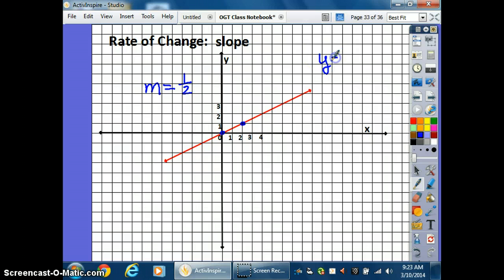Let's write an equation for this line. The equation in the slope form is y equals mx plus b. Okay, so let's just plug in our m. Our m is 1/2 x. And then what is our b? Well, our b is where it crosses the y-axis, and we can see it crosses at 0. So the equation could be written this way, but it'll probably be written like this. 1/2 x.